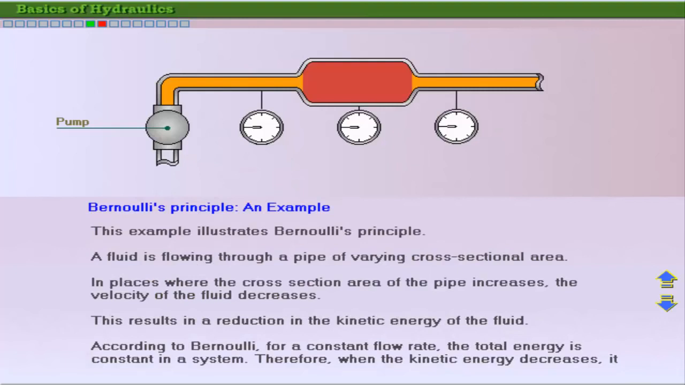Here's an illustration of Bernoulli's principle. In this system, fluid is flowing in a pipe of varying cross-sectional area. In regions where the cross-sectional area is greater, the fluid's velocity decreases. As a result, the kinetic energy of the fluid is reduced. This results in an increase in the potential energy, as stated by Bernoulli's principle. This fact is indicated by the increase in pressure in this area.